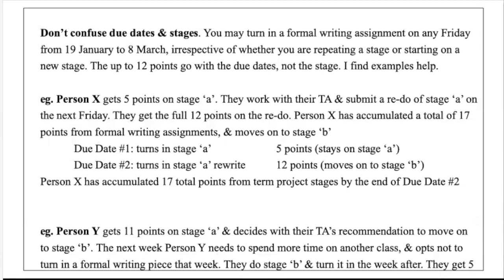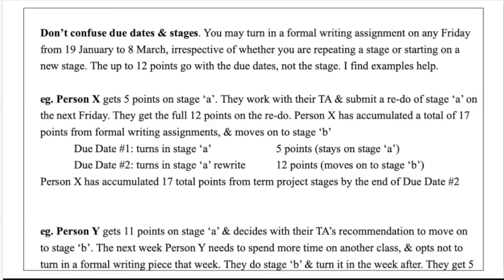I find that examples help. So let's say person X gets 5 points on stage A. They work with their TA and submit a redo of stage A on the next Friday. They get the full 12 points on the redo. Person X has accumulated 17 points, not 12, but 17 from formal writing assignments and moves on to stage B.